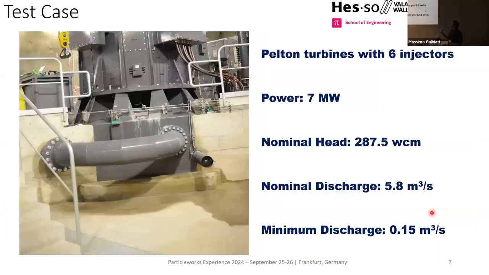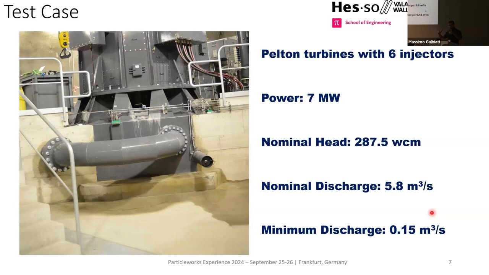And now we will move to our test case. Our test case is a Pelton turbine with 6 injectors. So you have 6 jets distributed over the Pelton wheel. The power is 7 megawatt, and the nominal head, I will come back to this point later, is 287.5 meters, or water column meters to be precise. The nominal discharge is 5.8 cubic meters per second, but the minimum discharge for which the power plant is qualified is 0.15 cubic meters per second, which is quite low.